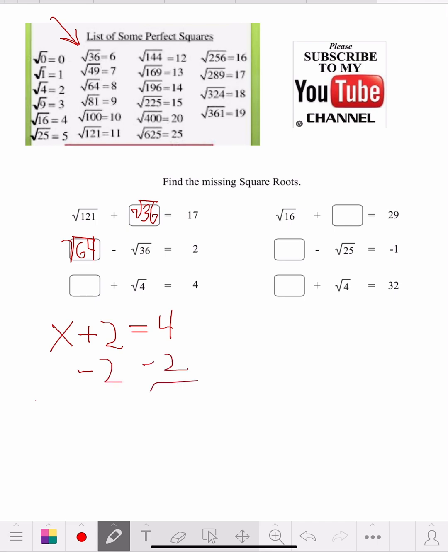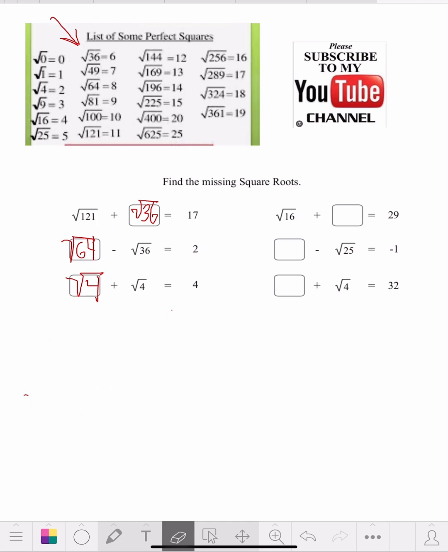The x comes down. These two cross each other out. And now that equals 4 minus 2, which is 2. They're looking for the square root part, and that's the square root of 4. And that's it. Look at that. We're solving these left and right. Kind of fun, too.